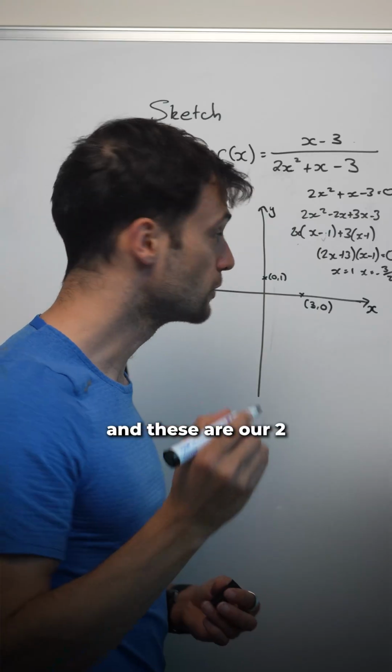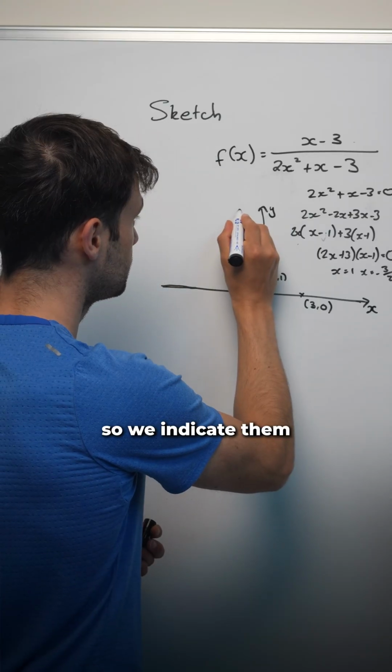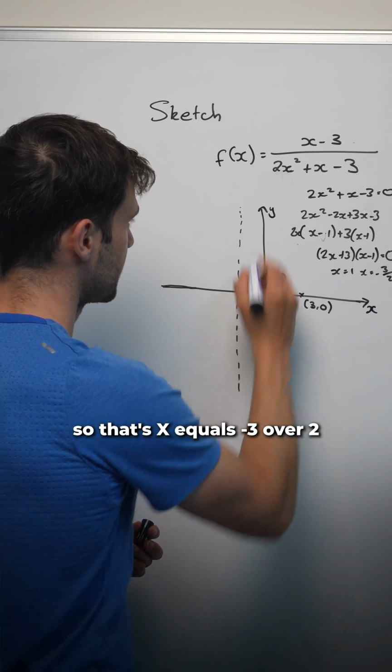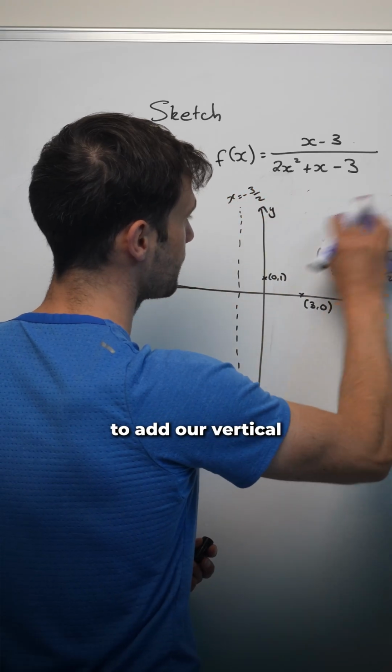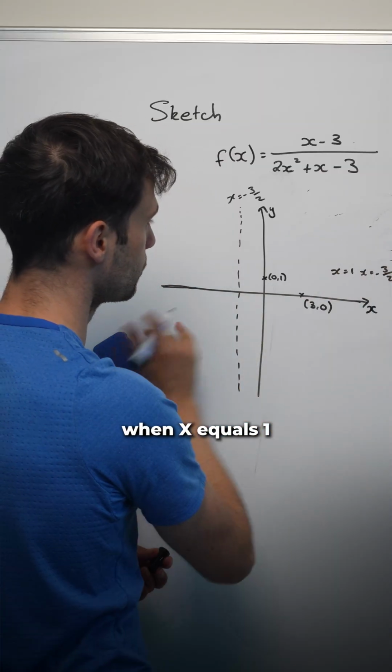And these are our two vertical asymptotes. So we indicate them with a dotted line. So that's x equals negative 3 over 2. And I'll just get rid of this working to add our vertical asymptote when x equals 1.